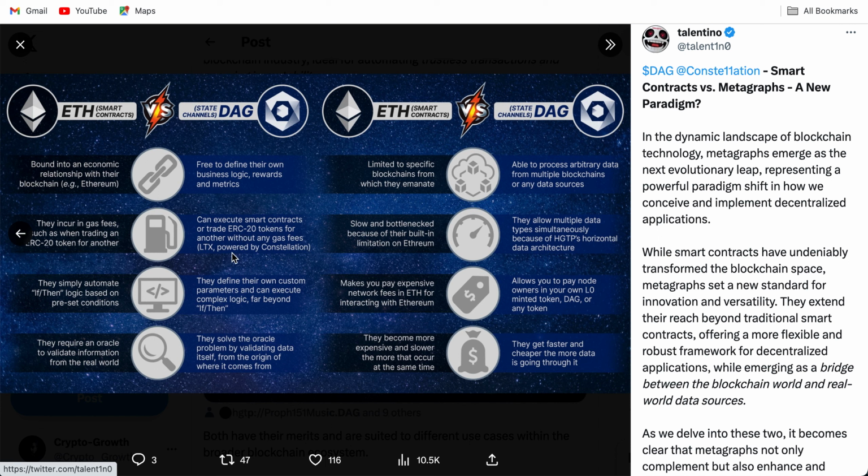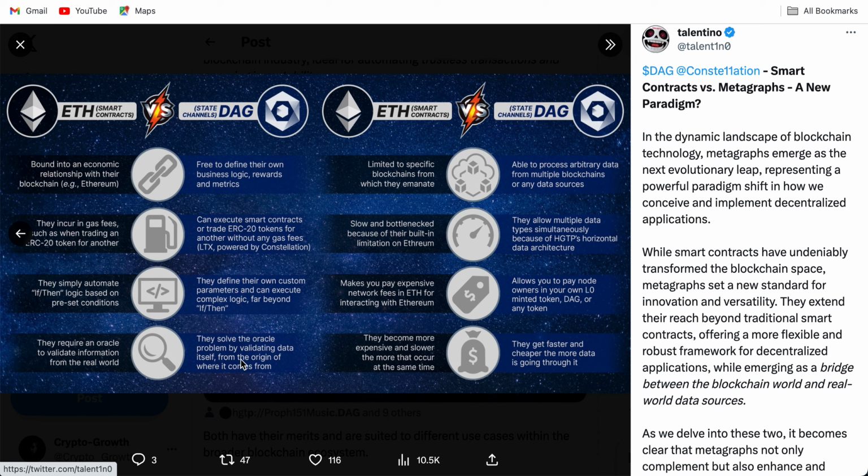LTX is powered by Constellation. Smart contracts simply automate if-then logic based on preset conditions. The metagraphs define their own custom parameters and can execute complex logic far beyond if-then. Smart contracts require an oracle to validate information from the real world. Metagraphs solve the oracle problem by validating data itself from the origin of where it comes from. So guys, Ethereum needs an oracle like Chainlink or another oracle to get valuable information.